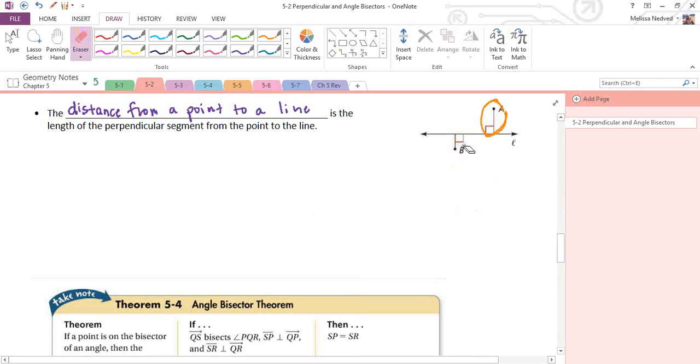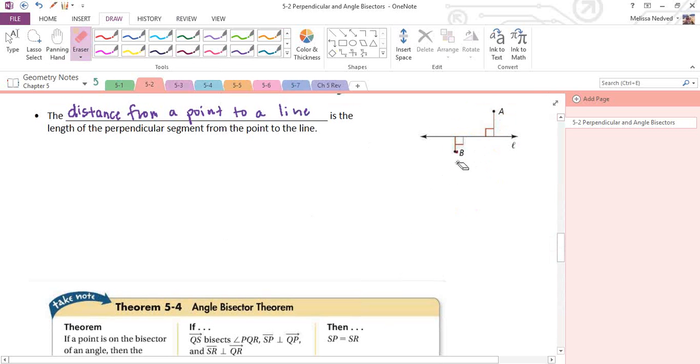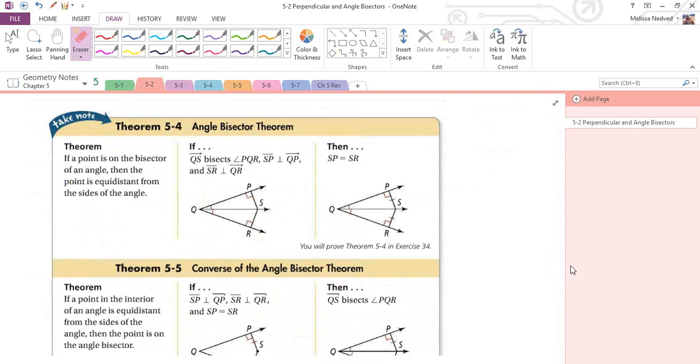You're not going to take a ruler and measure along a line like that. We're going to want to measure that perpendicular. It's just kind of something to keep in mind when we're talking about distance. And we'll actually see that come into play in our next set of theorems, looking at angle bisectors.